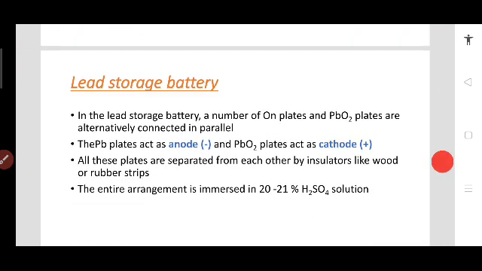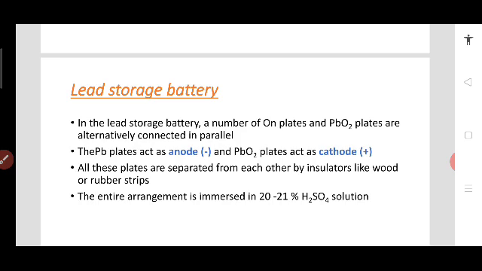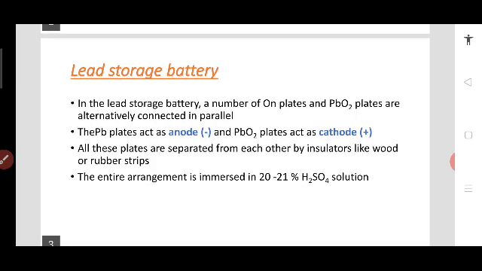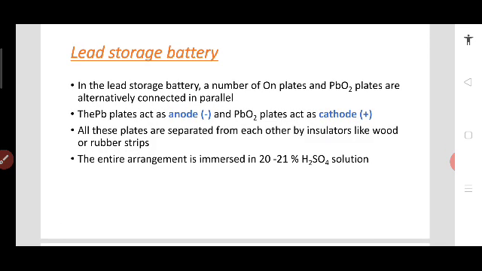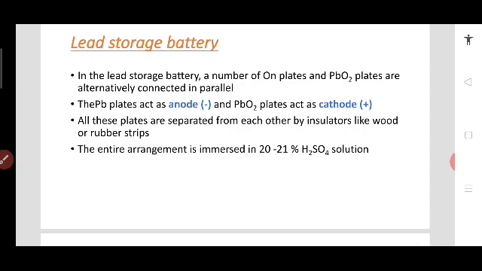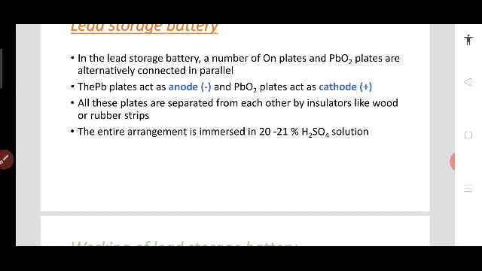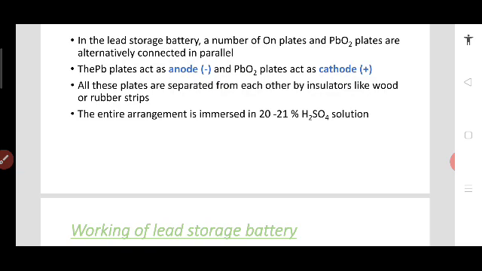In the lead storage battery, a number of lead plates and lead oxide plates are alternately connected in parallel. The lead plates act as anodes, which are denoted with the negative sign, and lead oxide plates act as cathodes. All these plates are separated from each other by insulators like wood or rubber strips. The entire arrangement is immersed in 20 to 21 percent H2SO4 solution.